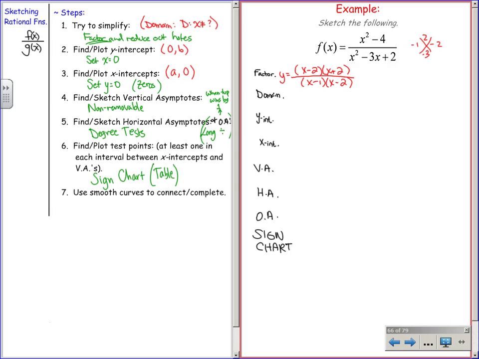Wyatt, what's going to reduce? Wow. Why did I just go to honors? I'm so sorry. I just went to honors real quick. Chris, what's going to reduce? He stole it from you. Yeah, Chris Smith. The x minus 2. Good. So what's remaining is the x plus 2 all over x minus 1.